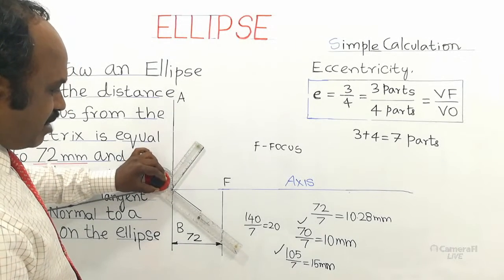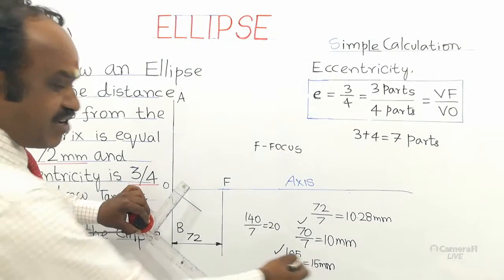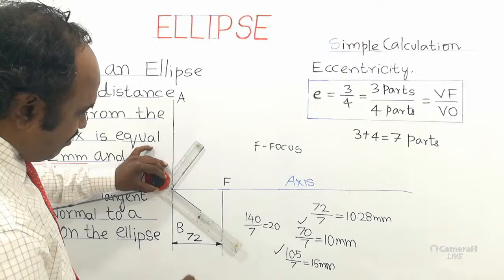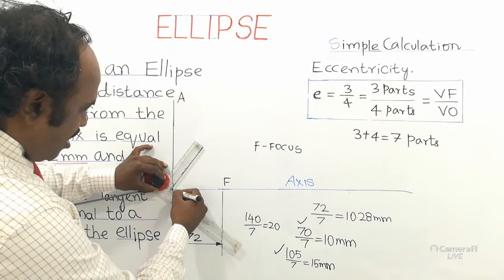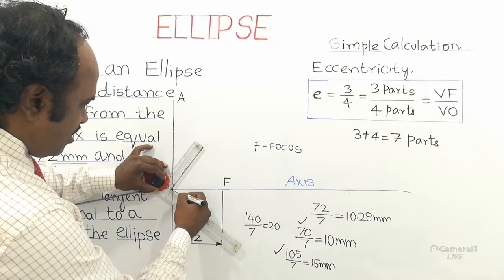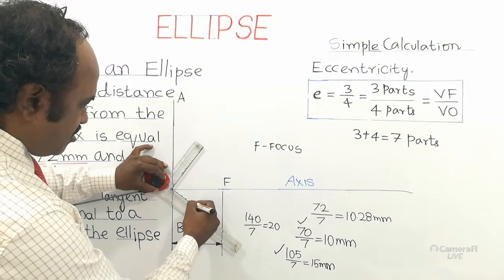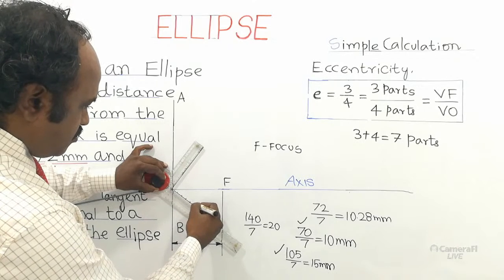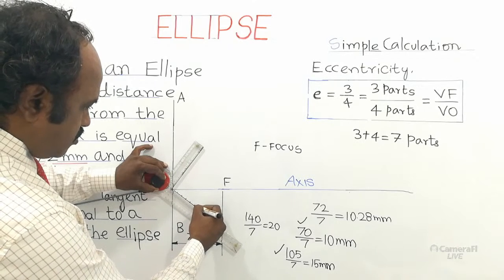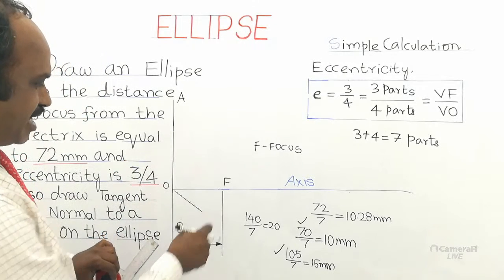We are going to divide this into 7 parts. Total number of parts is 7, but each part will be 15 mm, that is 1.5 centimeter. Mark divisions like this from point O: 15 mm, 15 mm, 15 mm like that, 7 times. The extra length here we can erase.